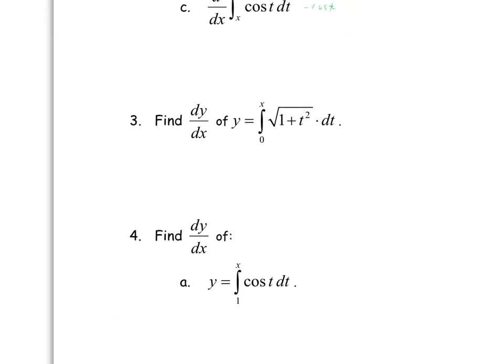Okay, and then 3 and 4, same question, just worded a little bit differently. So all you got to do is that's going to become x, so it's square root of 1 plus x squared. That's going to become x, so it's cosine of x.